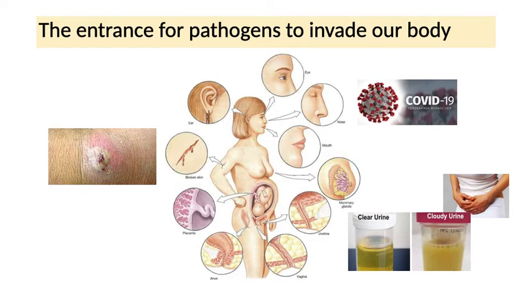And this one is also pretty common, especially in females, the urethra, because the female urethra is pretty short and bacteria can go directly to the urethra easily. One of the symptoms that can be easily observed is that the urine becomes cloudy because of the infection, and usually it causes severe pain when the patient has to urinate. So those are the possible openings that provide entrance for the pathogens to invade our body.